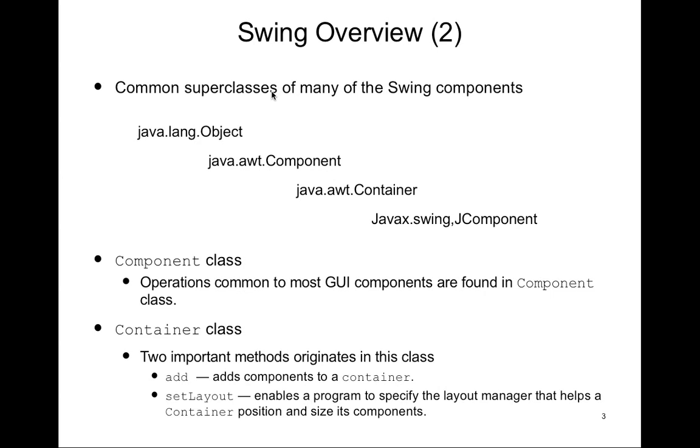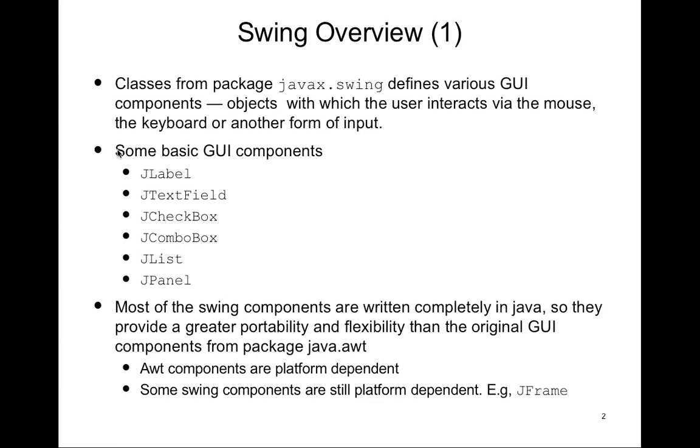So here are some common super classes of many of the Swing components. Everybody comes from Object. Then we have the AWT Component, because AWT, the Abstract Window Toolkit, is still the component that's generating the GUI for us. So that's this next level down, and it's the component level. And the component level is going to have the containers inside of them. And the containers are going to, now we're on the Swing. Inside of the container, we have the J components. And the J components from the Swing library are these guys right here. These are the J components.